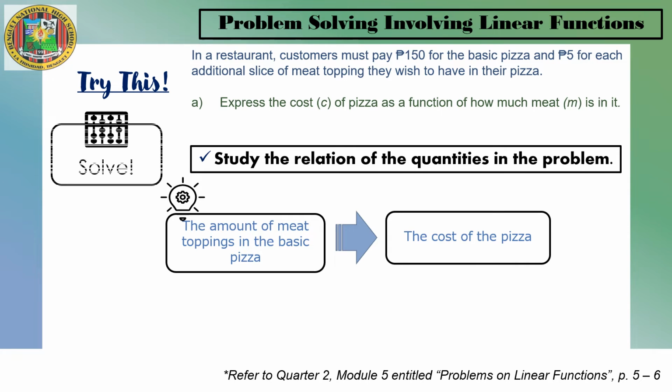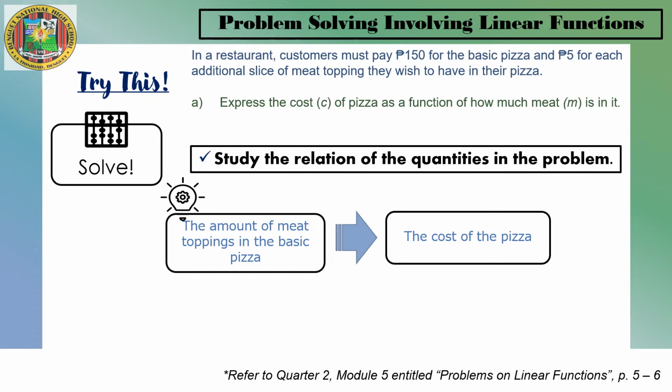Let us solve. Let us first write the linear function that best describes this situation. To represent the amount of meat toppings on the pizza, we use the letter M. To represent the cost of the pizza, we use C.